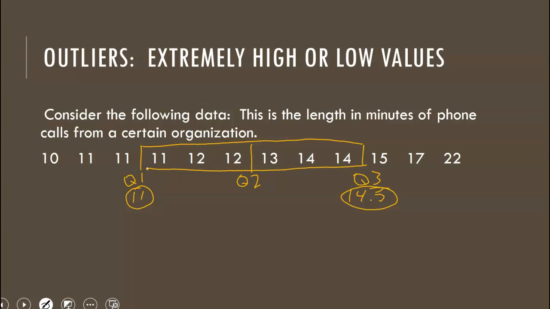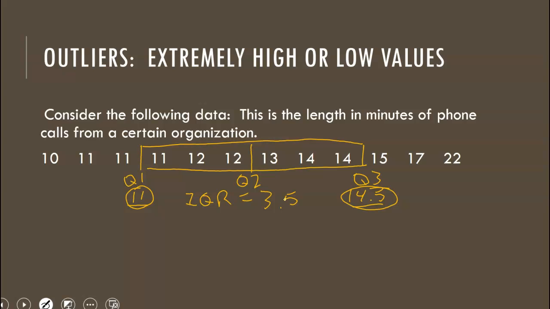And those values also help us determine whether or not a specific number is considered an outlier. One of the values that is going to be really helpful is for us to find our interquartile range. In this data set, our interquartile range is always our Q3 value minus our Q1 value. So 14.5 minus 11 is 3.5. And that distance is always going to be important for us when determining whether or not another number is considered an outlier.